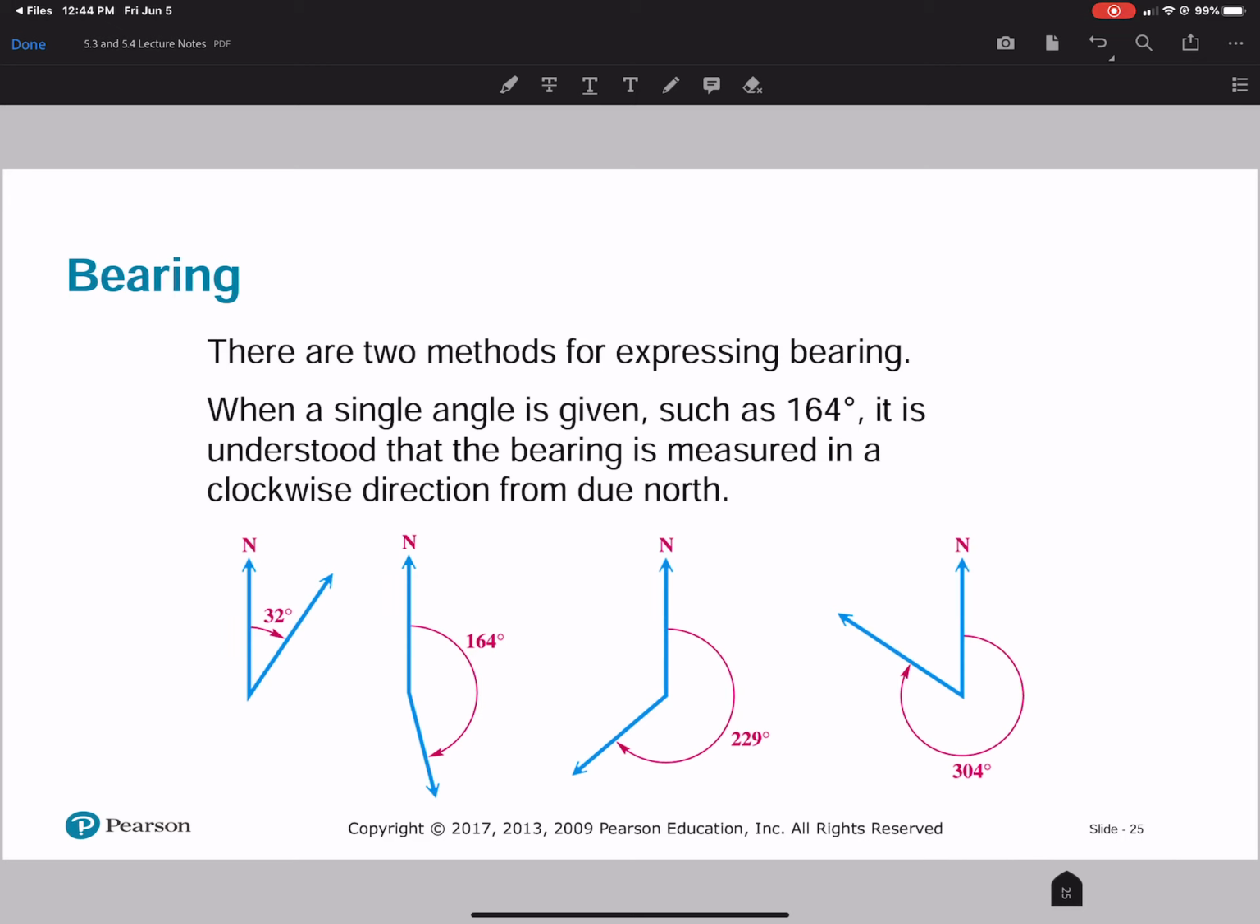So let's look at bearings. There are two models for expressing bearings. When a single angle is given, such as 168, it is understood that the bearing is measured clockwise from due north. So like on the first one, if we had a straight north pole, we move to the right 32 degrees. Same in the next one, we move to the right 164 degrees. So we're looking in a clockwise manner.